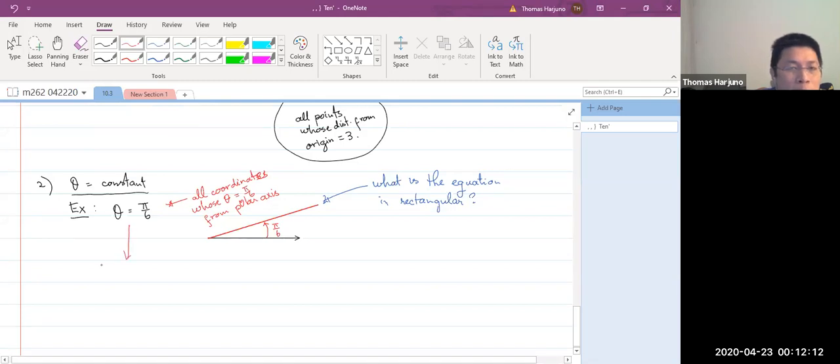Now, we know tangent theta is equal to y over x, right? Okay, so that's what we know. We know that tangent theta equals to y over x. So I will apply tangent theta to both sides. Okay, we know tangent theta is y over x, and tangent pi over 6 is radical 3 over 3. So we get y equals to radical 3 over 3 x.